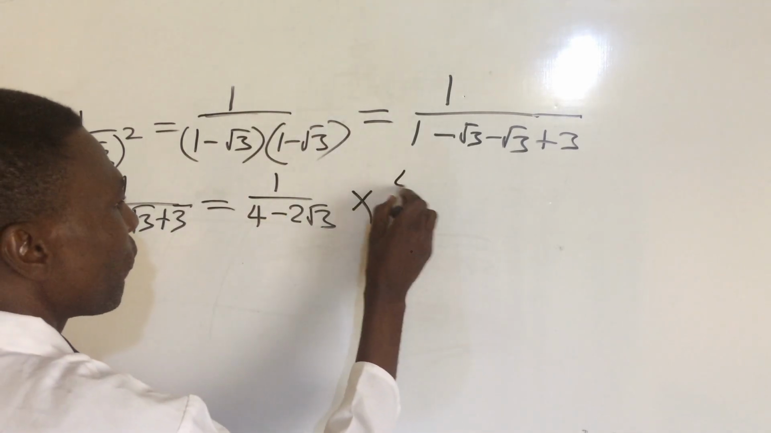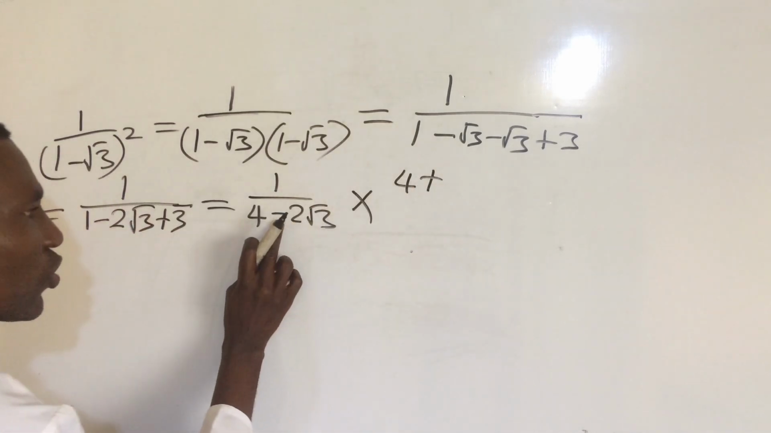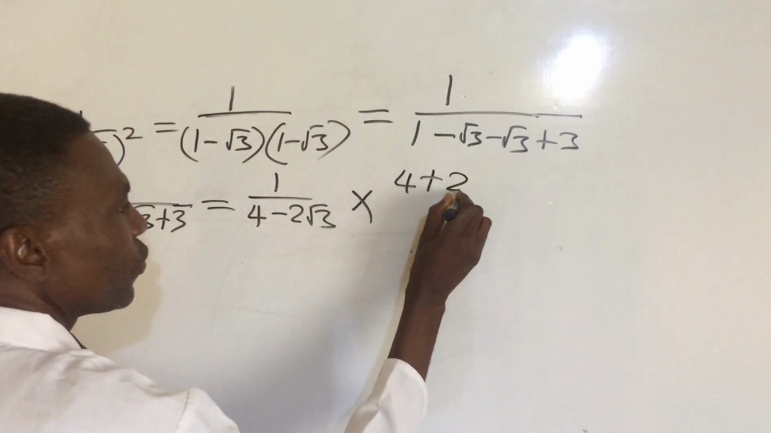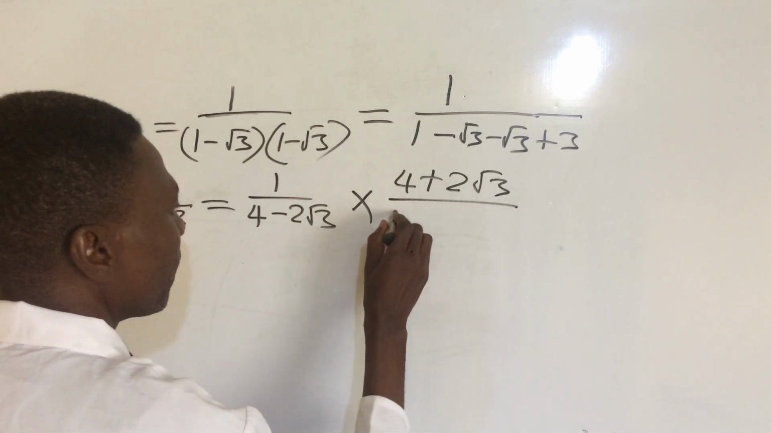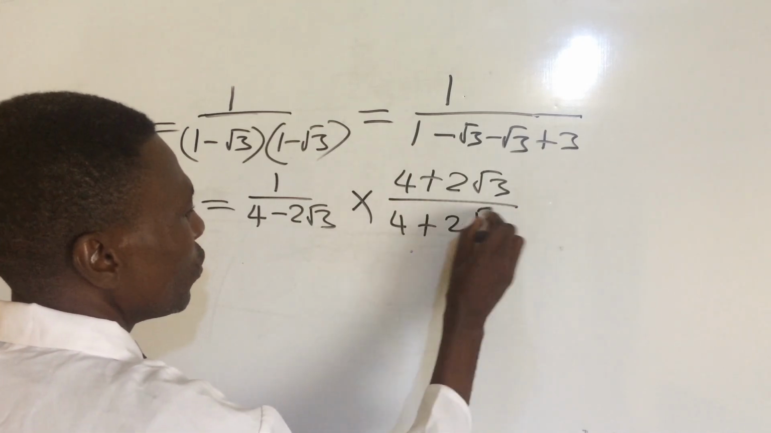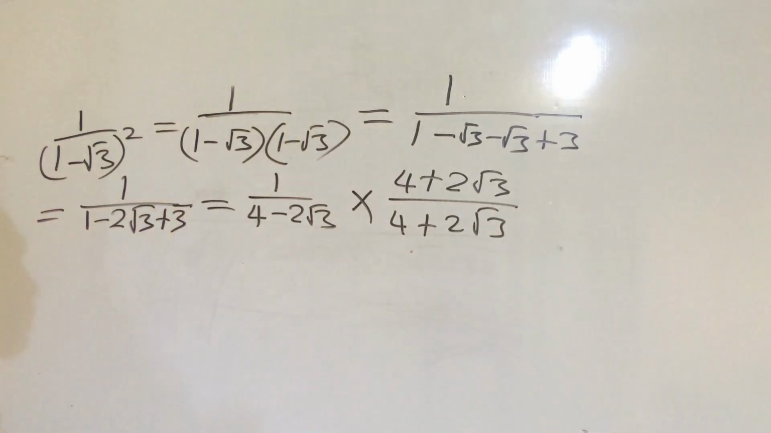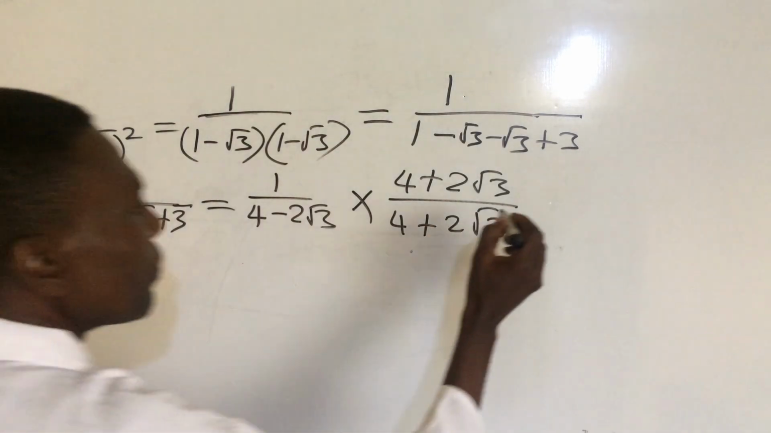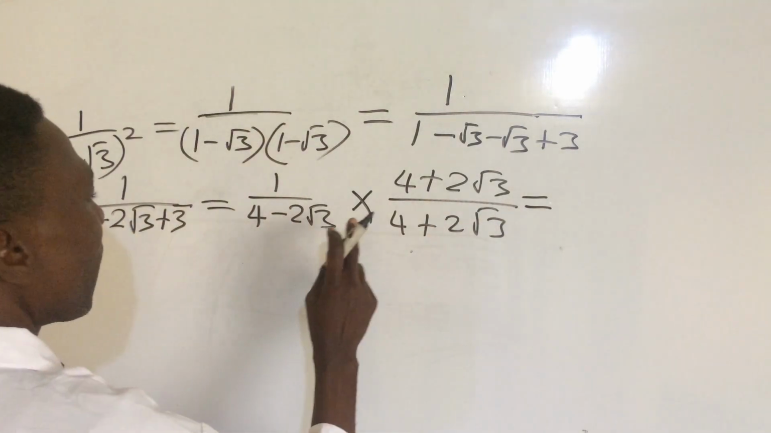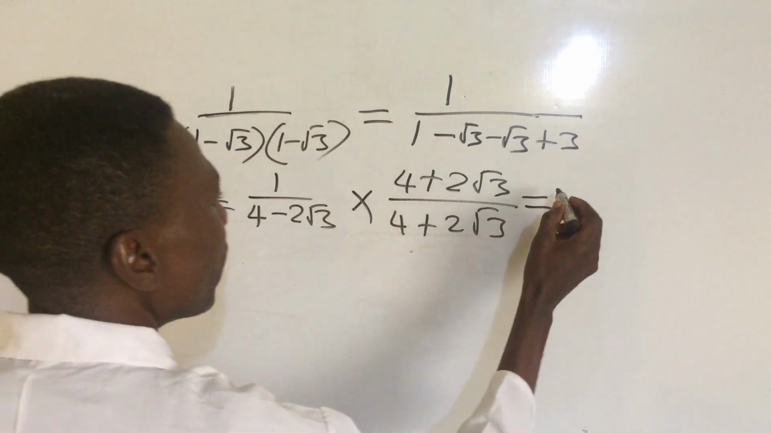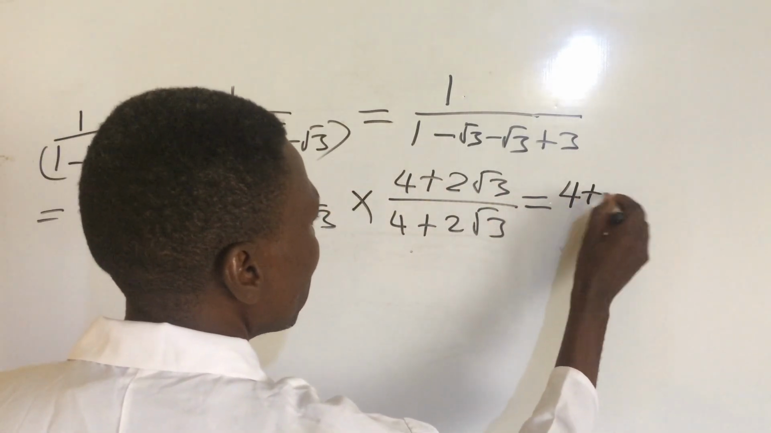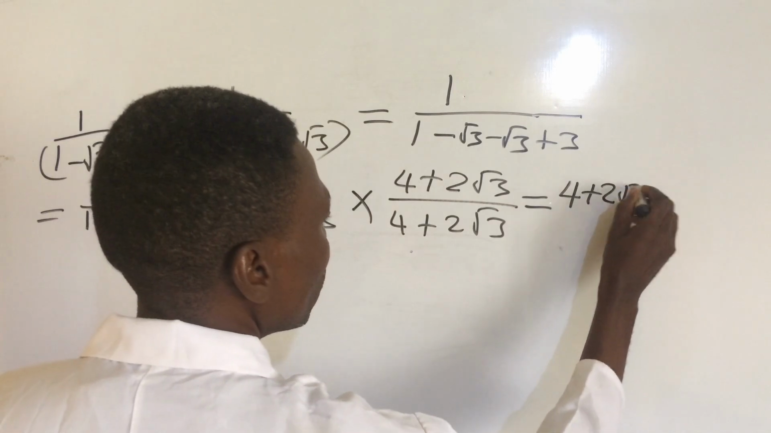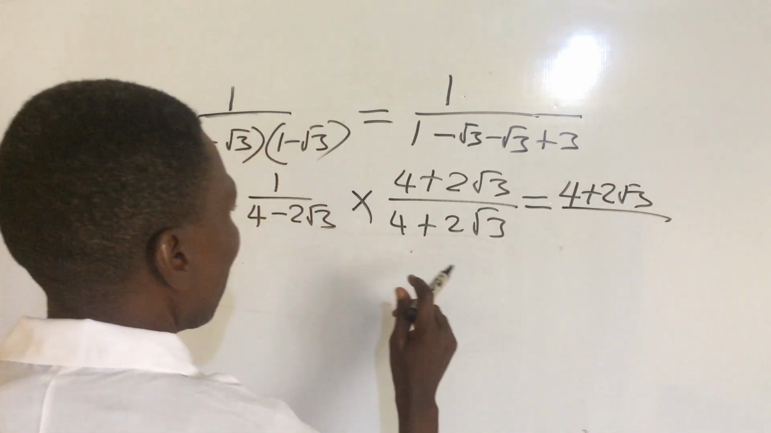Now, finding the conjugate of this, we use the conjugate of it to multiply. The conjugate will now be 4 plus, we change the minus to plus, okay? 2 root 3 all over 4 plus 2 root 3. We now use it to multiply out. When we multiply, 1 times all the numbers here will still give us the same number up there: 4 plus 2 root 3, all over.